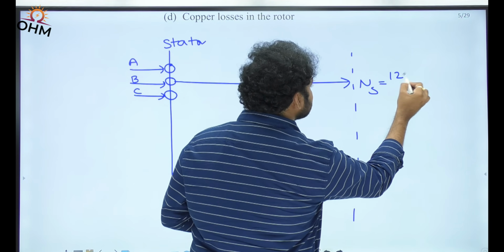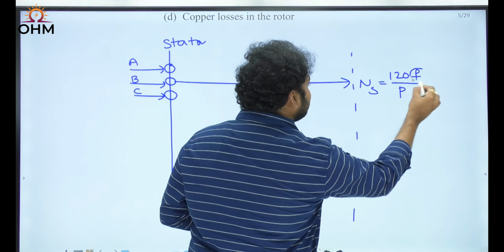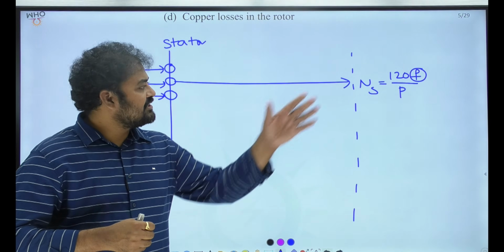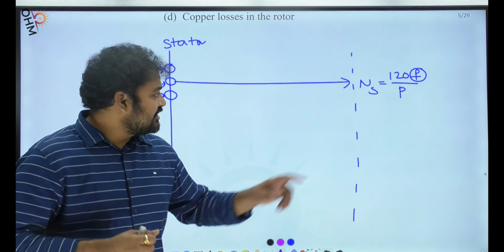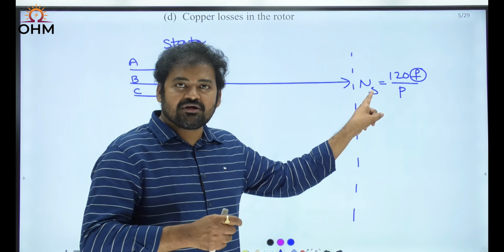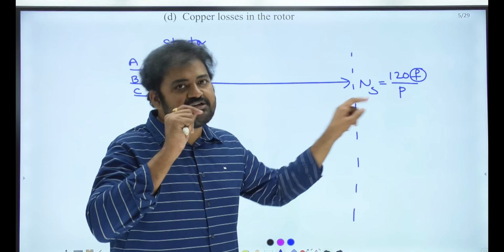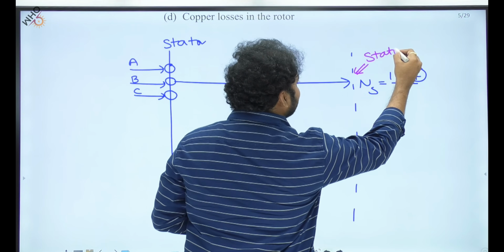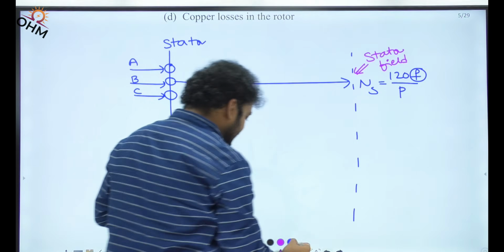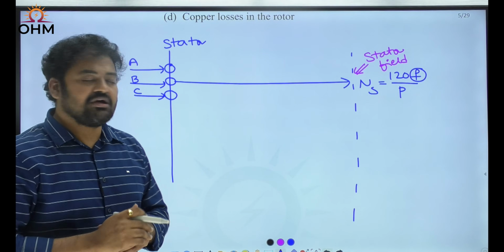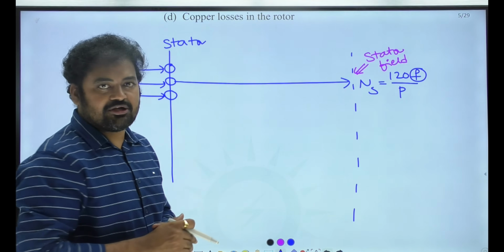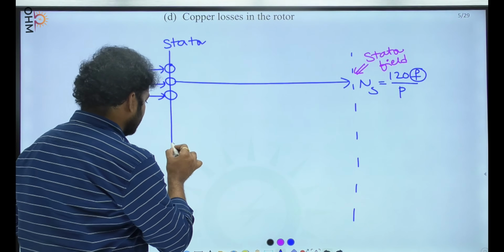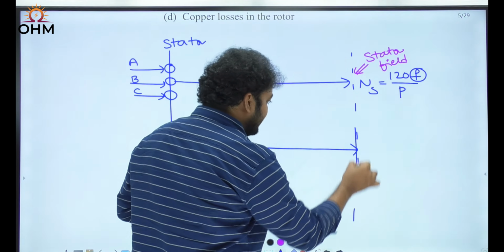What is the formula for synchronous speed? 120 f by P, where f is the stator frequency. Suppose the machine is connected to an infinite bus bar, that frequency is the bus bar frequency. Therefore, Ns is the speed at which the stator field is rotating. So this is not stator speed, guys, it is stator field speed. Now, under normal steady state conditions, the rotor will also rotate at synchronous speed only. We all know that synchronous machine means the speed of the rotor is equal to synchronous speed.